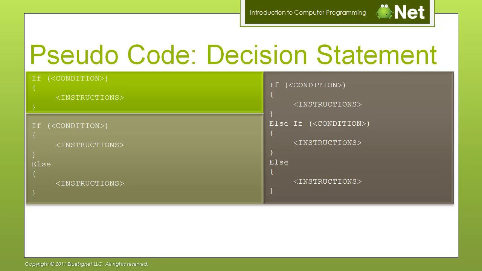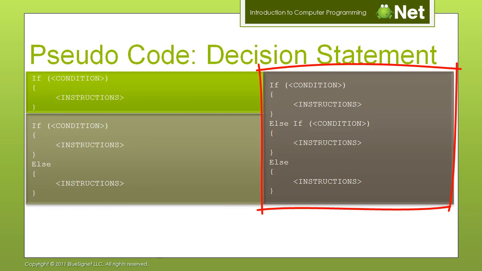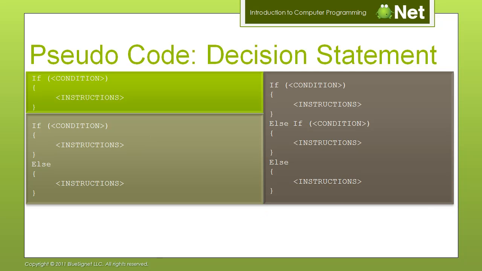Here are some examples, and actually, we've already kind of previewed this in other videos, but here's some examples of some decision statements in pseudocode. If condition, and then in the block, instructions. If condition, block instructions, else instructions. If condition, instructions, else if condition, instructions, and then else, other instructions. So it's pretty self-explanatory. So that's the basic nature.